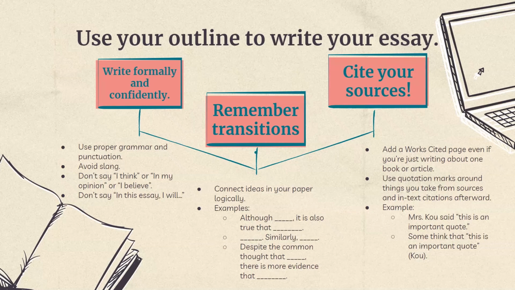And then in the actual essay, you want to use quotation marks around the things that you take from sources. Don't forget the quotation marks, because that turns it into plagiarism. And then add an in-text citation afterward. So remember, you want to put the author's last name either at the beginning of the sentence, "Mrs. Coe said, this is an important quote," or you want to put the author's last name in parentheses after the quote. "Some think that this is an important quote (Coe)." Please don't forget to cite your sources.